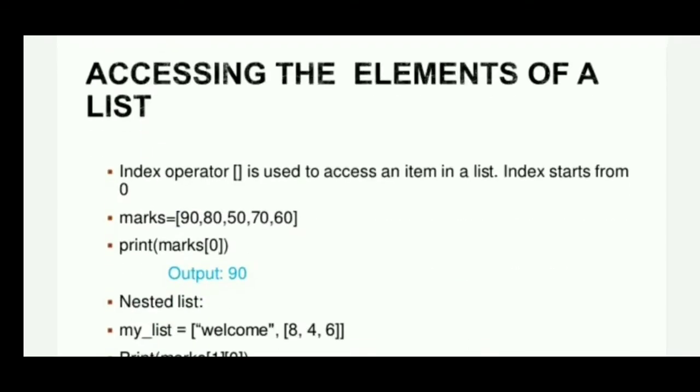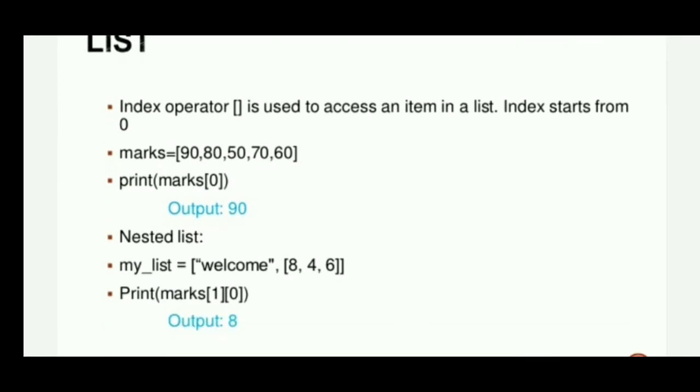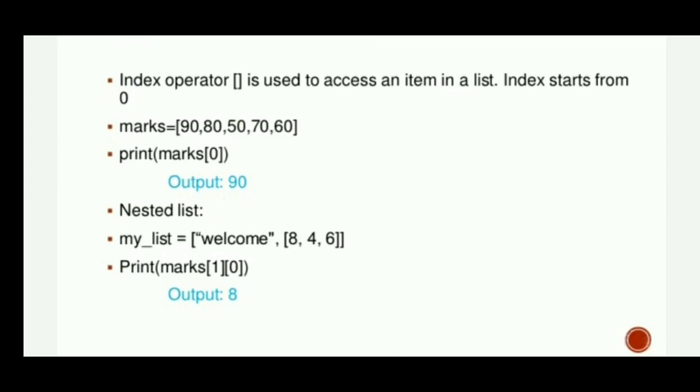Next one, accessing the elements of a list. The index operator is used. Marks is equal to 90, 80, 50, 70, 60. Print marks 0 will print 90 because 90 is present at index number 0. Next one, nested list. When I print marks 1, 0, the first 1 means the second list and 0 means the first element there. So we need to write 1, 0. At position 0 of the second list, the element is 8. That's why it will display 8.